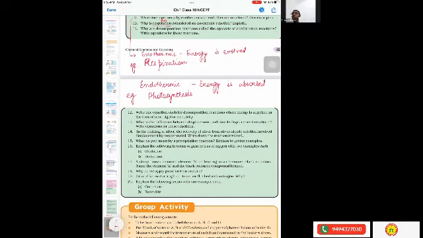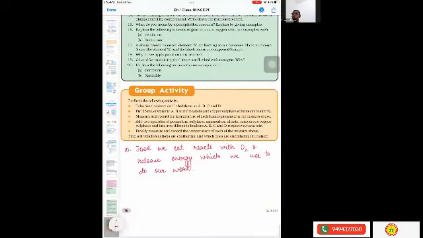Because in combination reaction, two elements combine to form one new chemical compound, while in decomposition, a compound decomposes into two or more simple substances. Example, MgCl2 converts into MgCl.